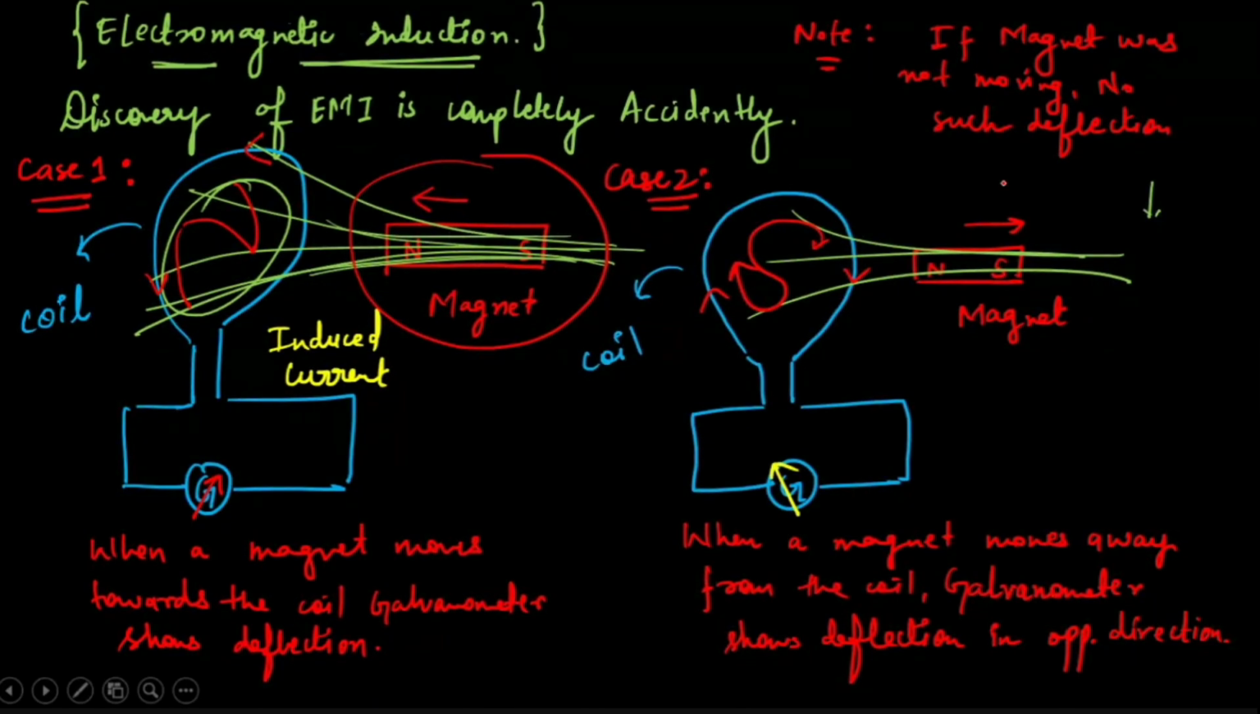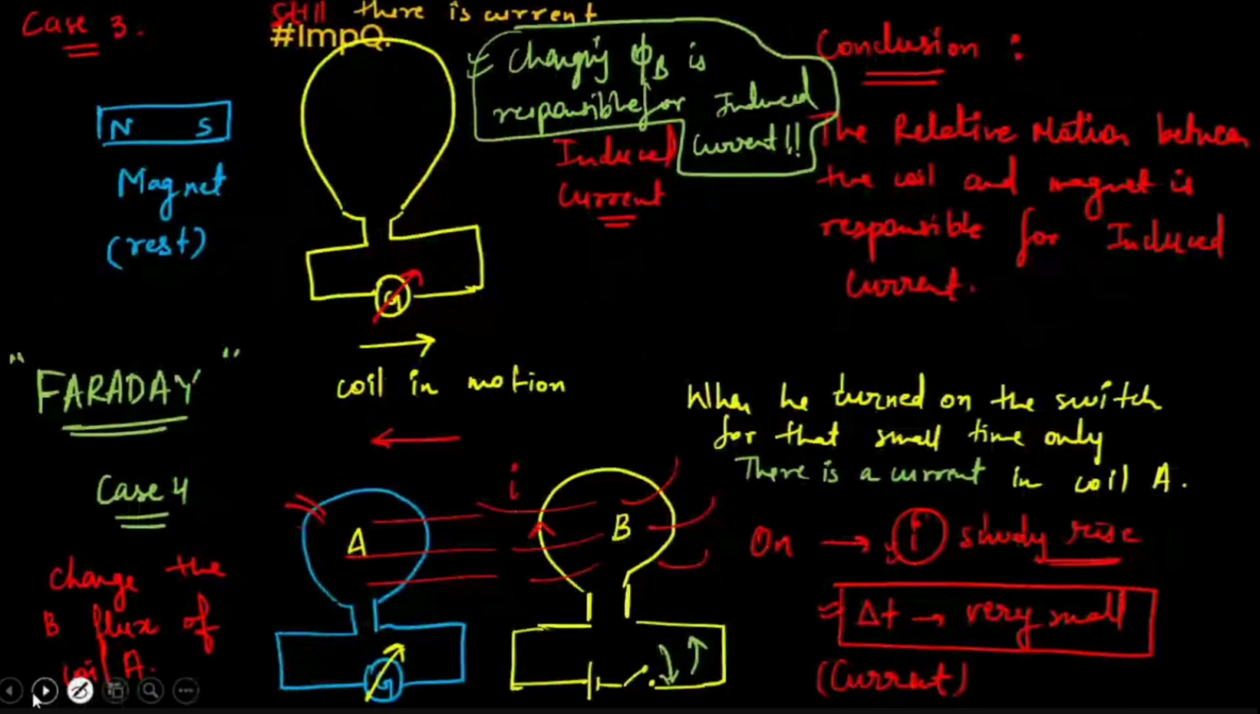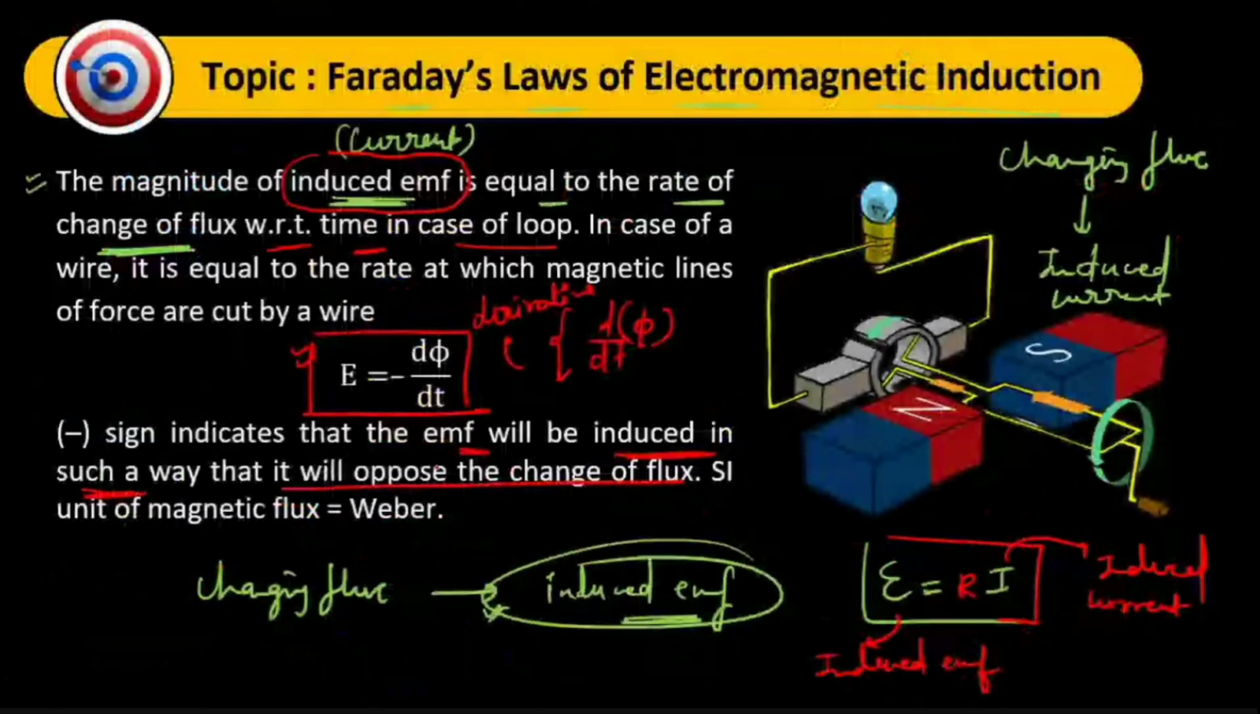So in every case, we have to understand it this way: whenever there is a motion between the two coils, or you can say whenever there is a motion between the magnet and the coil, the current will be produced in such a way that it can oppose the cause of its own production. This is what it says. And this negative sign is something which is given by Lenz law. This Lenz law gives us the direction of induced EMF, and that's why we are using this negative sign here.